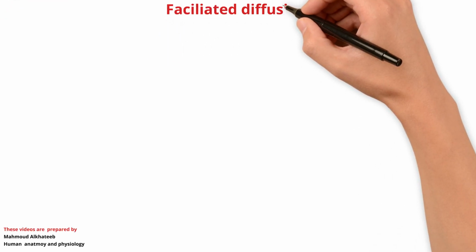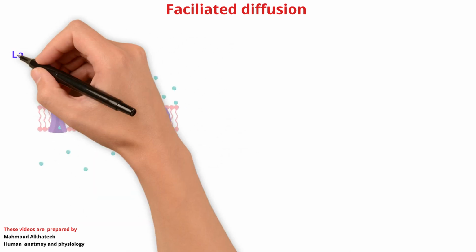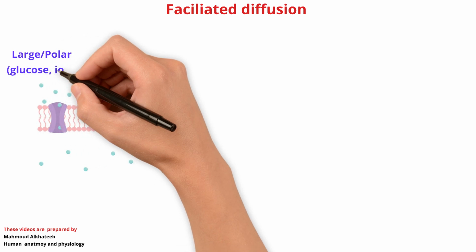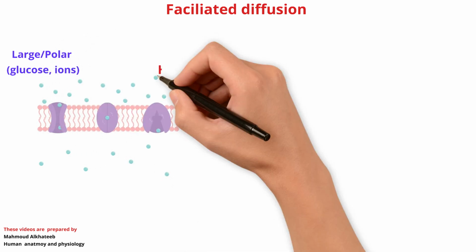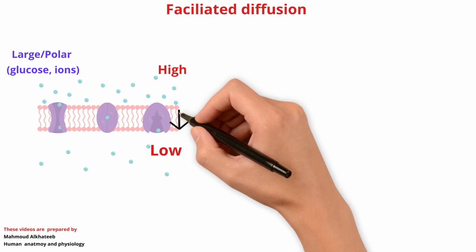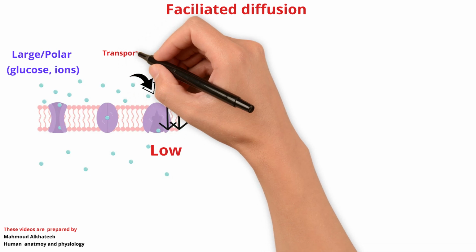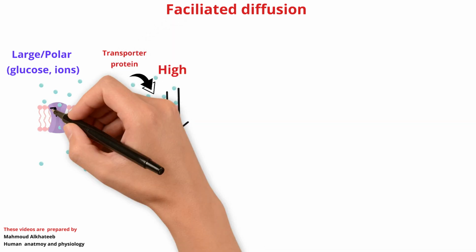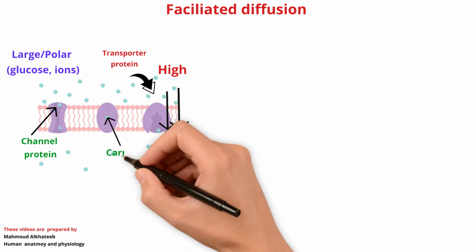Now, let's move on to facilitated diffusion. Unlike simple diffusion, facilitated diffusion occurs for larger or polar molecules that cannot easily cross the hydrophobic lipid core of the plasma membrane on their own. In this case, the molecules move down their concentration gradient from high to low concentration with no need for energy but with the help of transport proteins. This transporter could be a channel protein or a carrier protein.